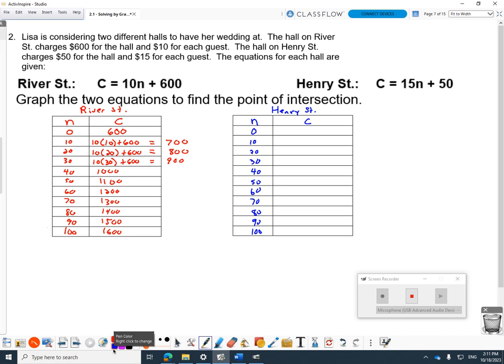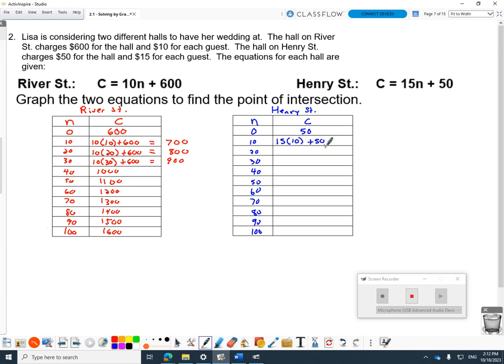How much does Henry Street charge for no people? That's not really true. What's their upfront charge? 50. And let's look at it a different way this time. Let's use their equation this time. The equation says if you want to know how much it costs, go 15 times your number of guests, but then add your $50 on. So this would be 15 times 10 plus the 50.